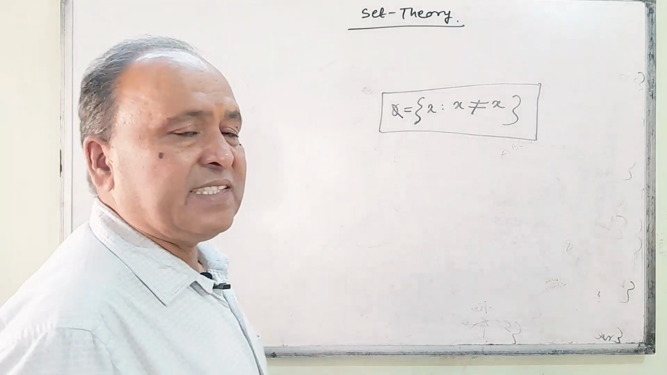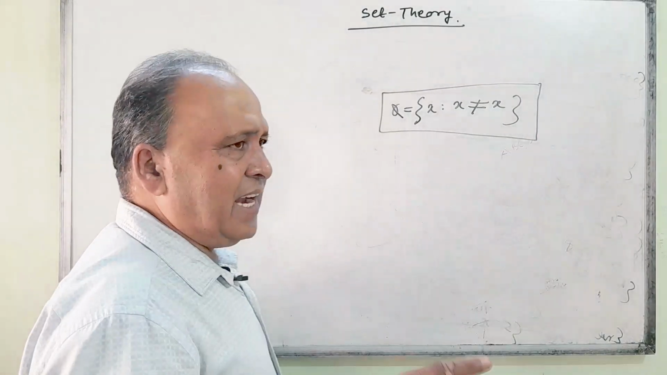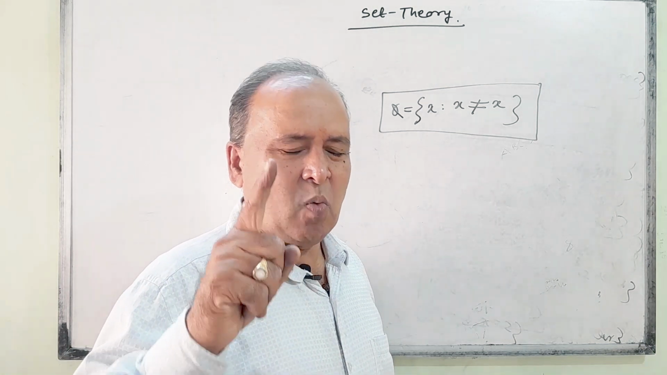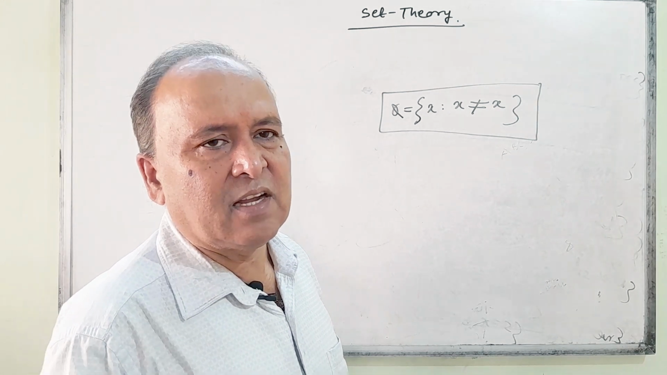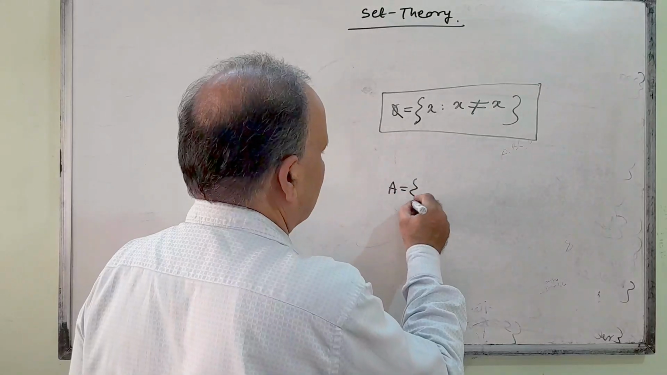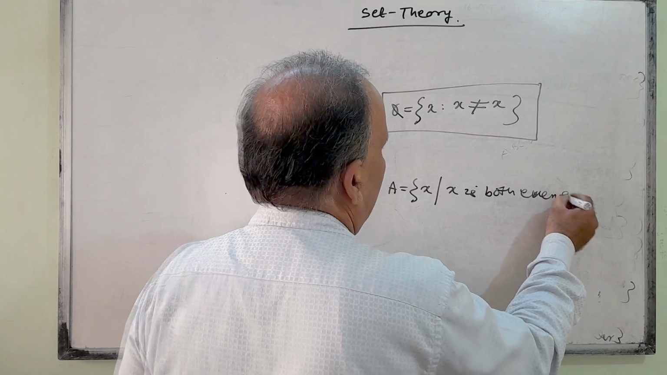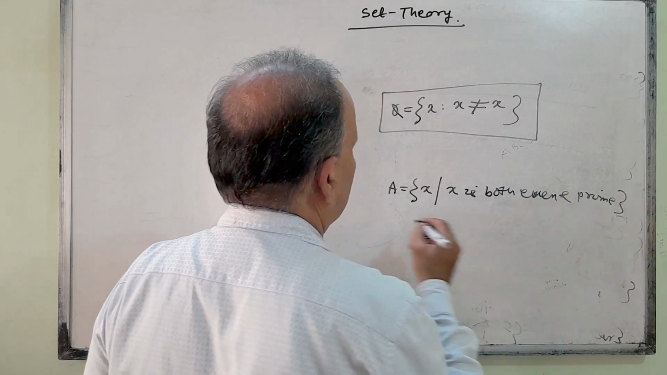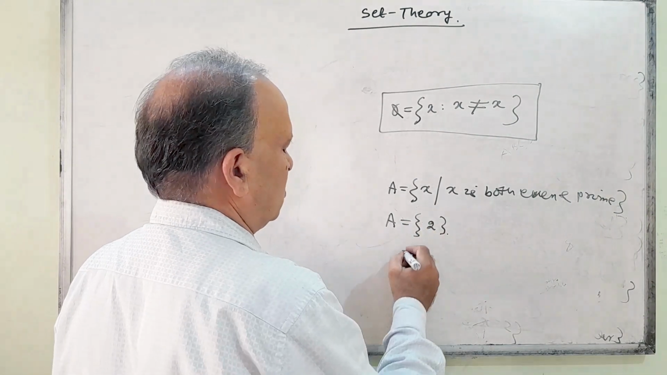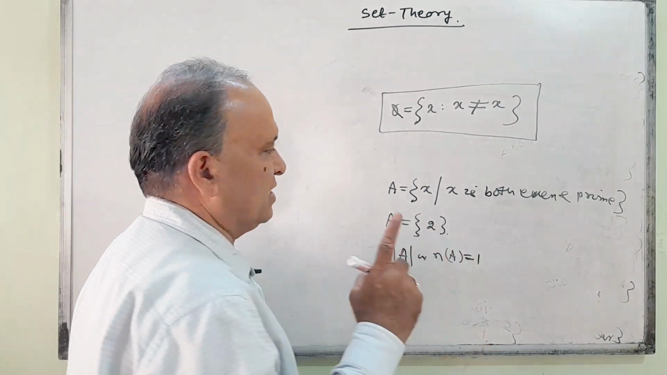Next, come to the singleton set. What do we mean by a singleton set? The set which has only one element, that means its cardinality is 1, is called a singleton set. Suppose A is equal to {x such that x is both even and prime}. There is only one number which is both even and prime, that is 2. That means the order of A is equal to 1. This is a singleton set.